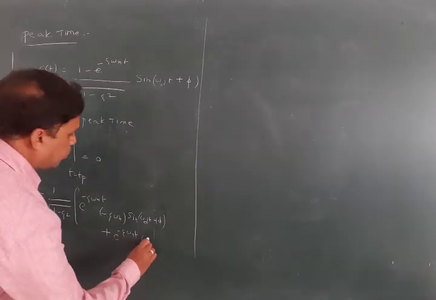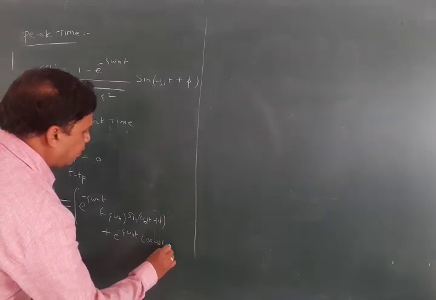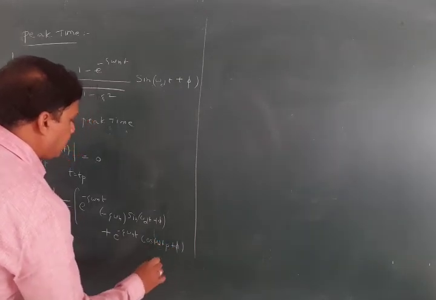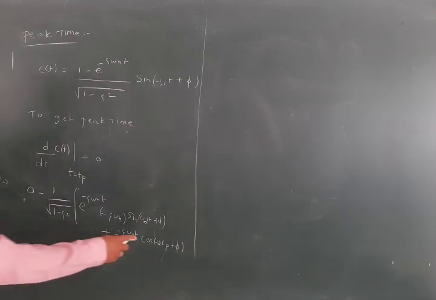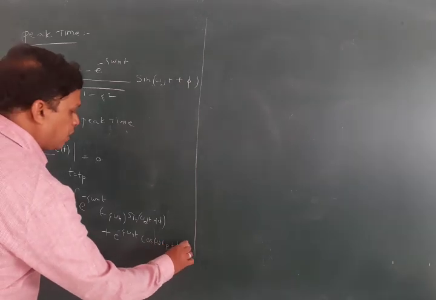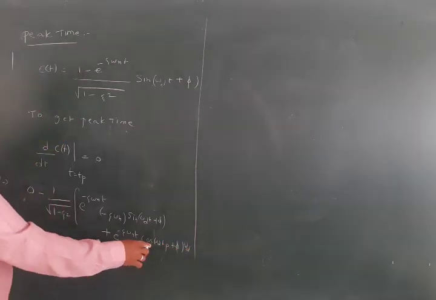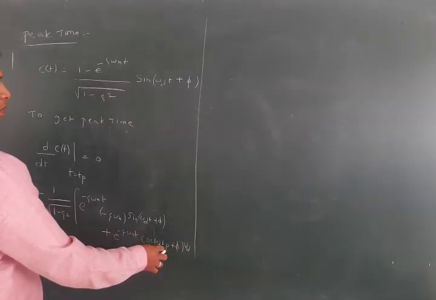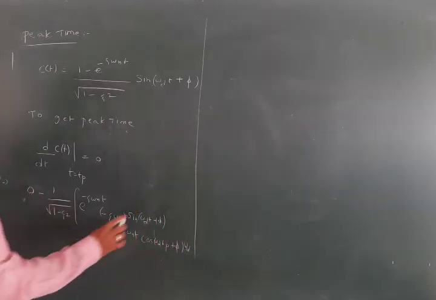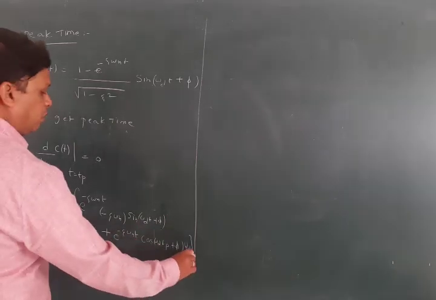So cos(omega_d Tp + phi). We have derived cos(omega_d t + phi) here, and after differentiation the remaining term here is omega_d also, because we have to simplify this one. Differentiating sin(omega_d t + phi), and Tp is constant, so it is omega_d times cos(omega_d t + phi). So this equation we have got.